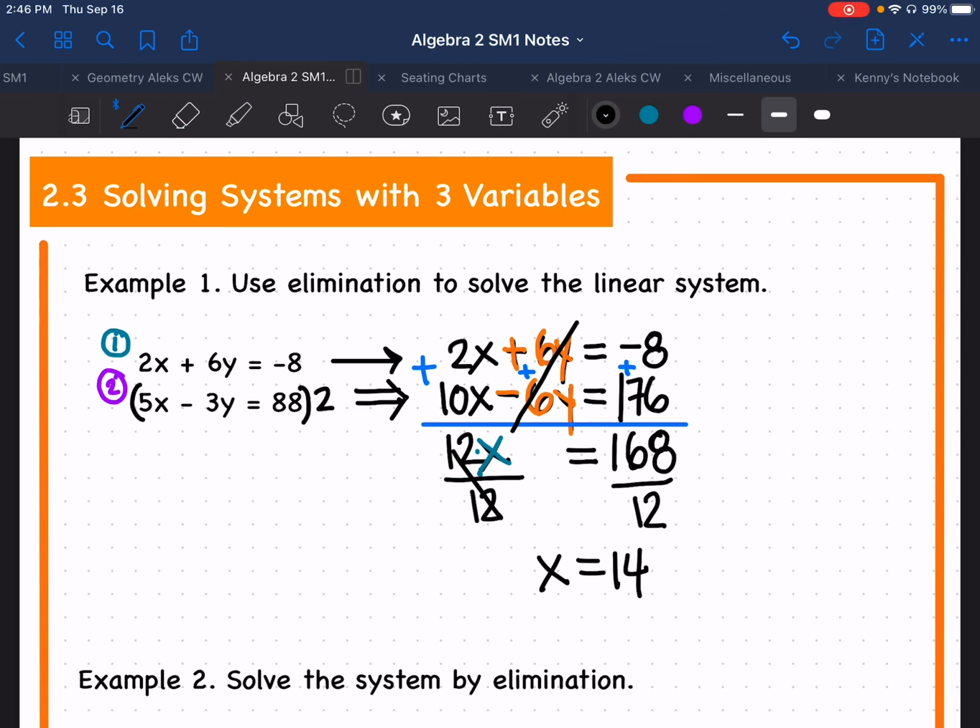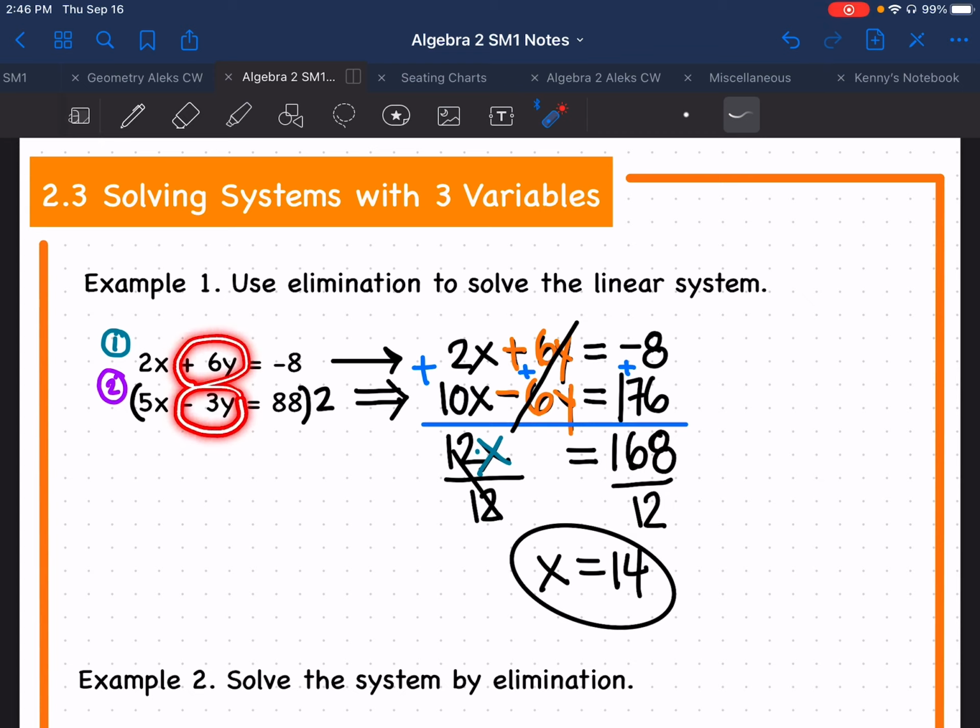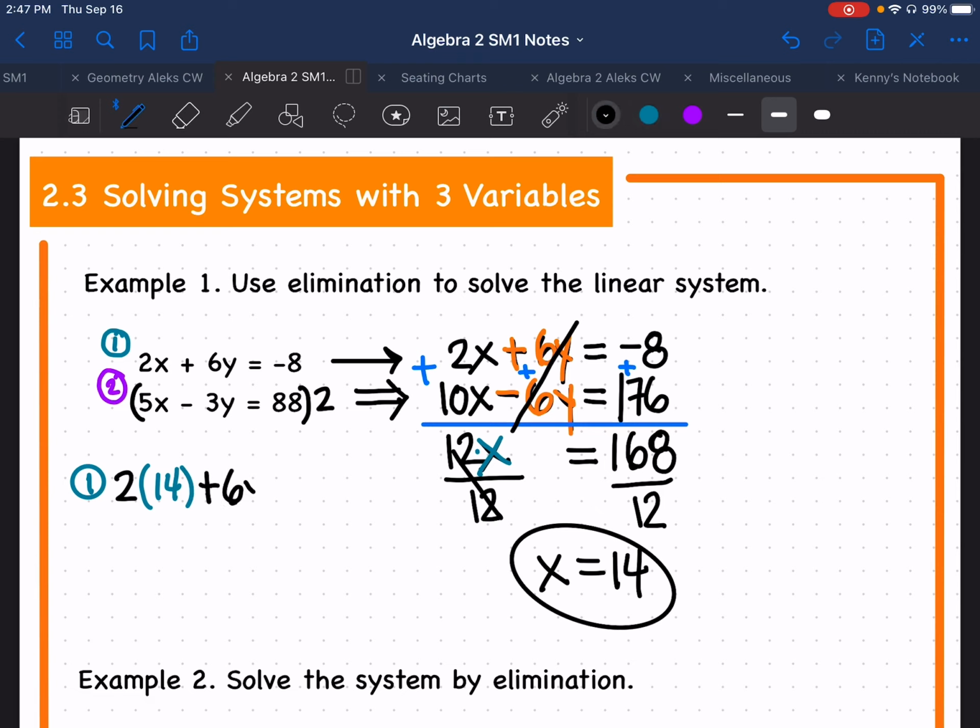All right, now that I have x, remember I'm going to go back and substitute it into either equation 1 or equation 2 to solve for y. It's my choice. The only thing I might take a look at is the positive y versus the negative y, but once again, it really doesn't matter. I'm going to go ahead and choose equation 1 because I think I can do that one a little bit easier than equation 2. But instead of x, I am of course going to put the 14 that we just got.